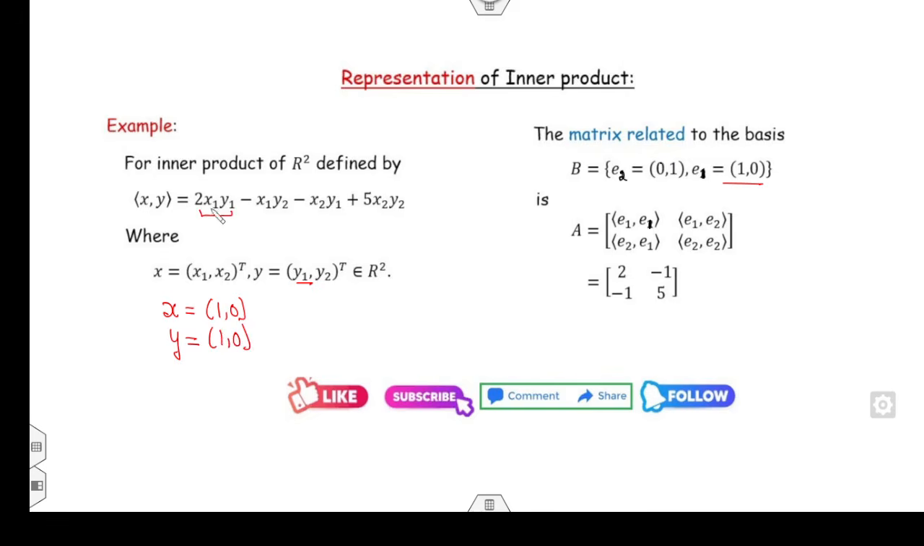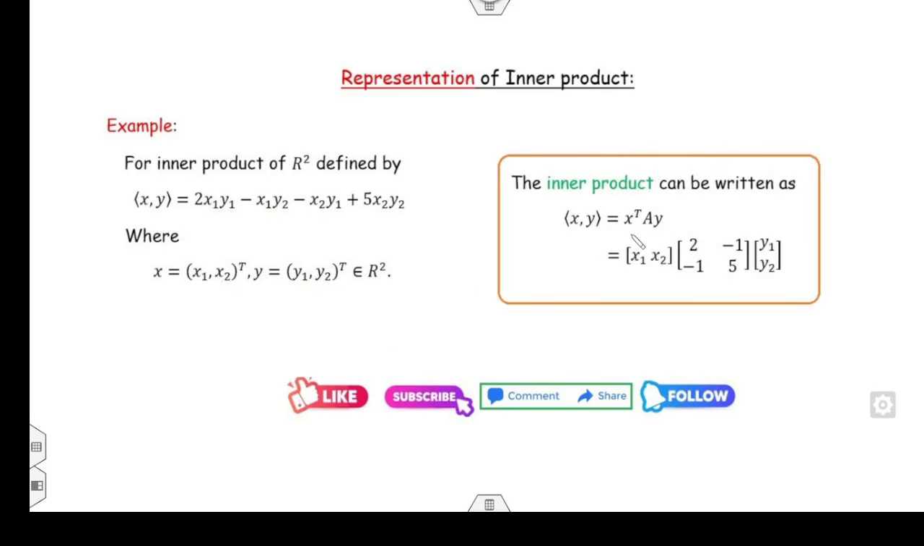So twice of x1 y1. That is a 2. बाकी सब 0 जाएगा. That gives the 2. Similarly, you can find E1 and E2. X will be my E1 and Y will be E2. E2 is my 0 comma 1. So if you substitute here, the answer will be -1 and so on. Clear? So based on this matrix A, you can define the inner product X transpose A Y.